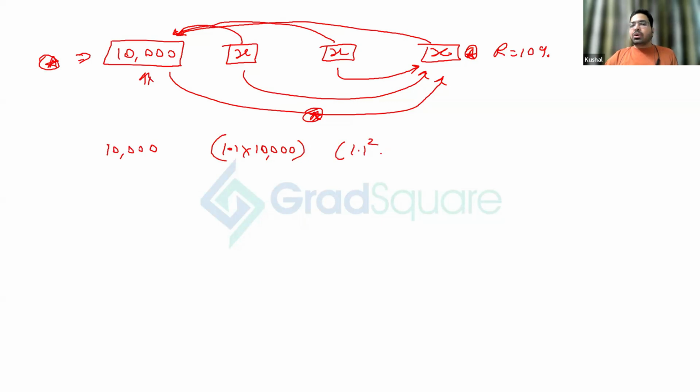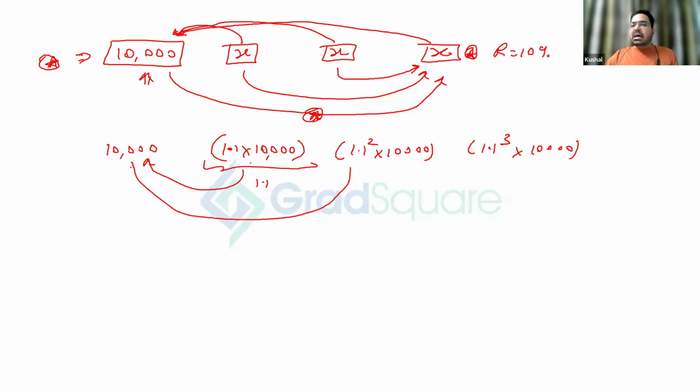Next, it will become what? 1.1 square into 10,000. And at the end of the third year, it will become 1.1 cube into 10,000. Now understand this: if I want to bring this money back to 10,000, then I will have to divide this value by 1.1, isn't it? If I have to bring this value back to this, I will have to divide it by 1.1 whole square, correct? And if I have to check the value of this money at the present time, then I will have to divide it by 1.1 whole cube.